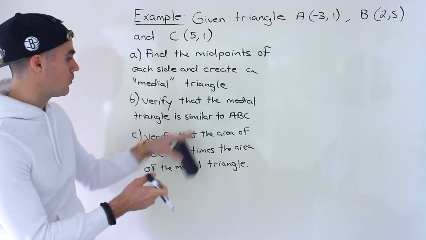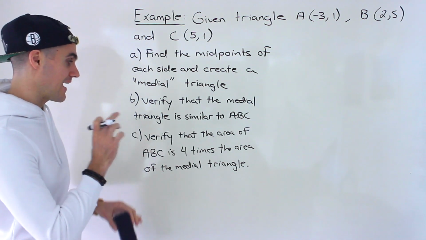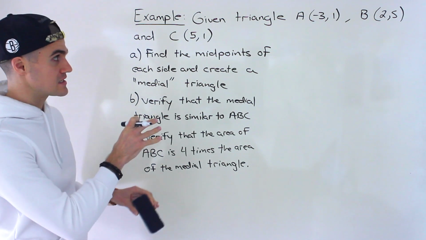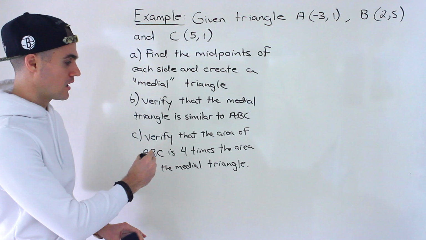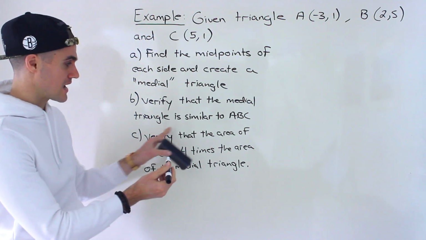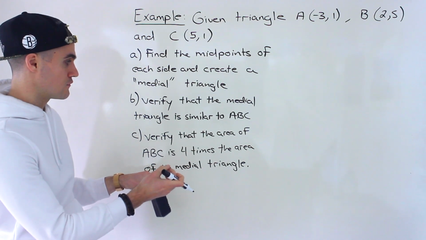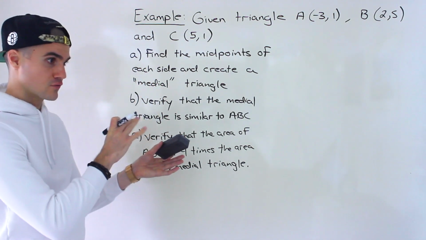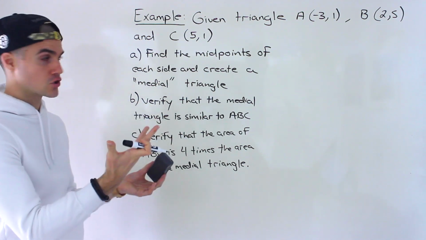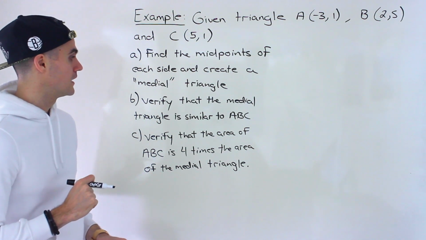I'm going to go over what that means as well. And then part C, we have to verify that the area of triangle ABC, the larger triangle, is 4 times the area of the medial triangle. So that's actually a property, that the area of a large triangle is always going to be 4 times the area of the medial triangle, no matter what kind of triangle you draw. It doesn't have to be necessarily these coordinates.